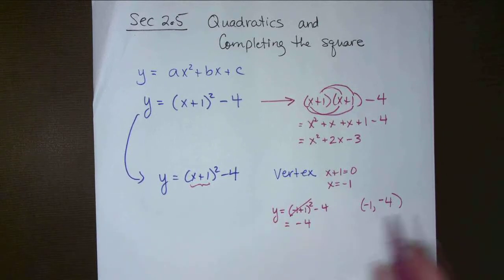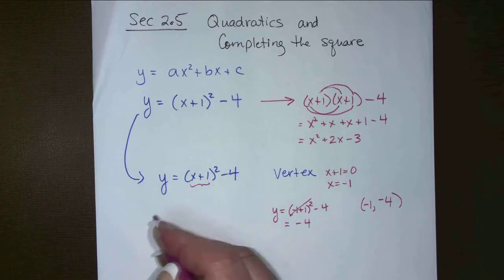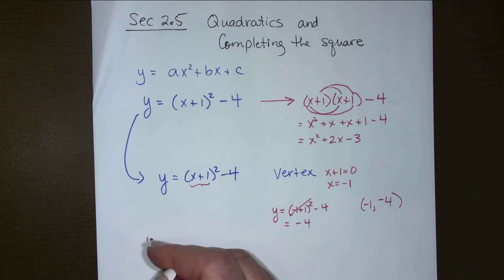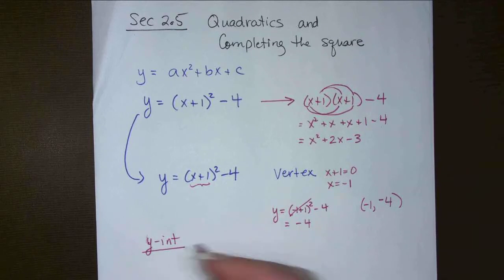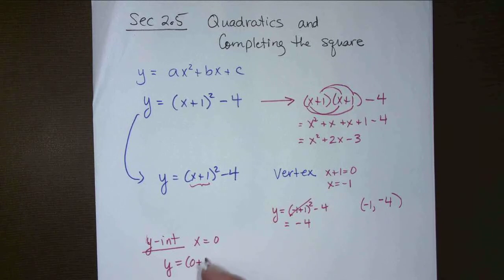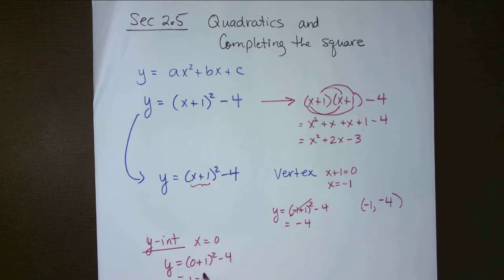Now, if that's the vertex, how do we graph the rest? What do we need to do? We need to find another point. We could do a table of values or something like that, but we really want the intercepts. So, the y-intercept is always easy. What do we do? x equals 0, and plug that in. 1 squared is 1.